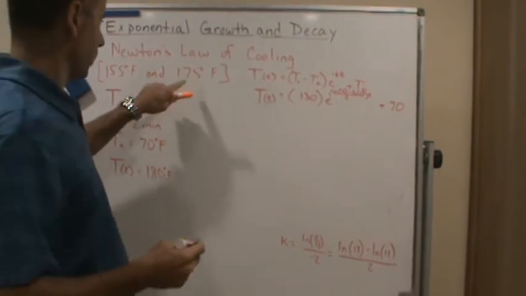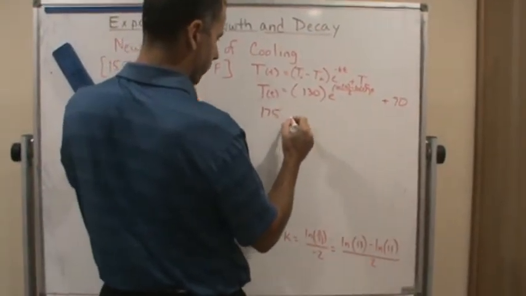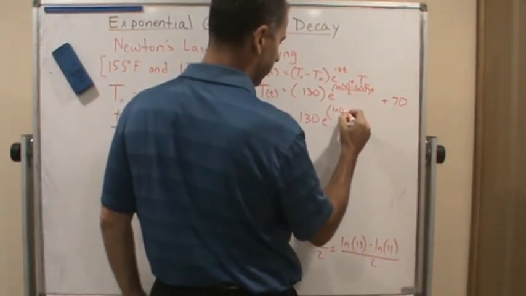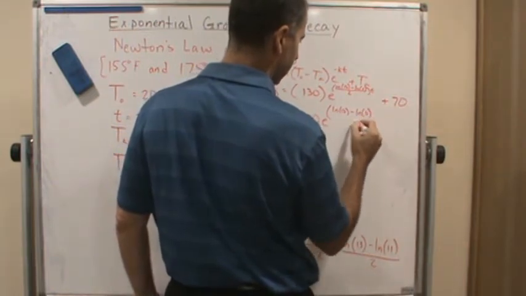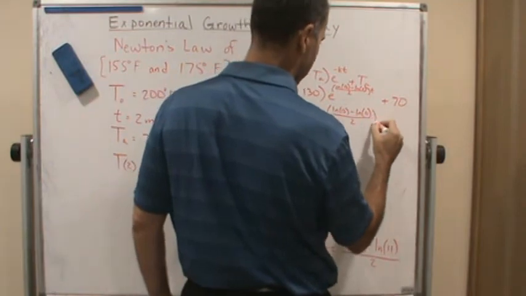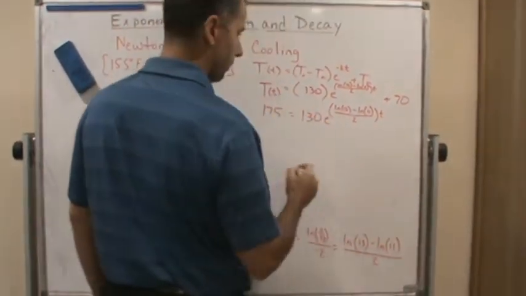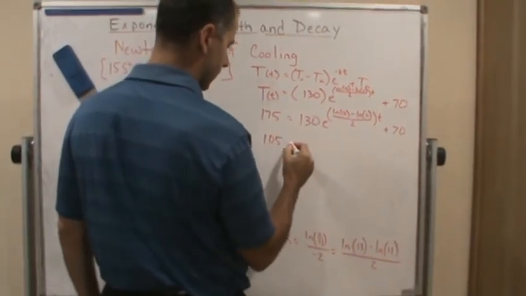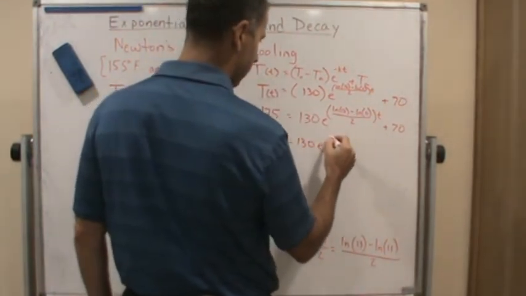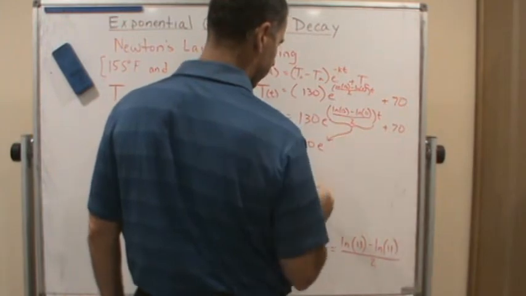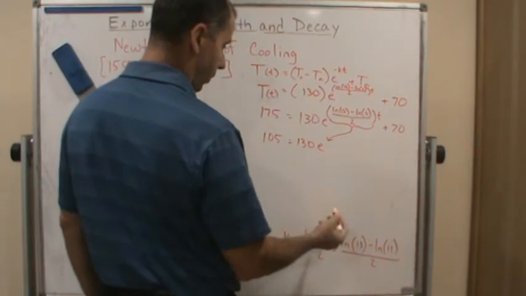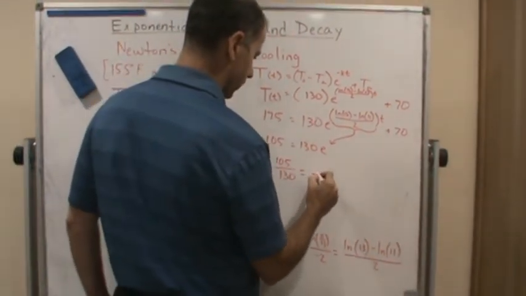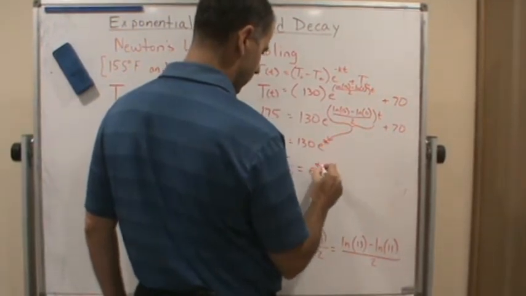let's use this. So 175 equals 130 e to the natural log of 13 minus the natural log of 11 over 2 times t, plus 70. And so now this is going to be 105 because I'm going to subtract 70 from both sides, equals 130 e to this whole thing. Okay, and then I'm going to divide by 130, so I'm going to get 105 over 130 equals e to, let's call it star, right?